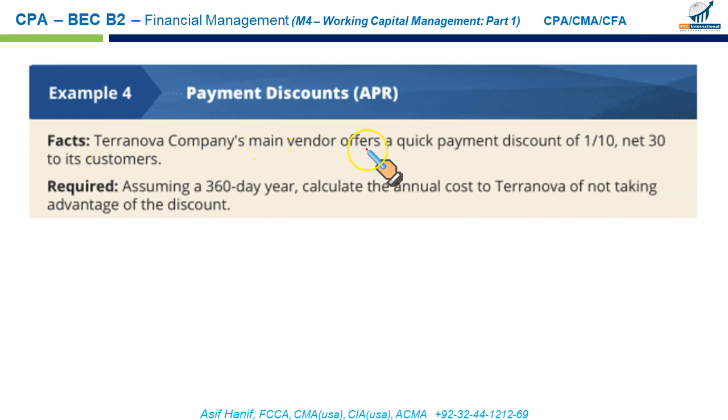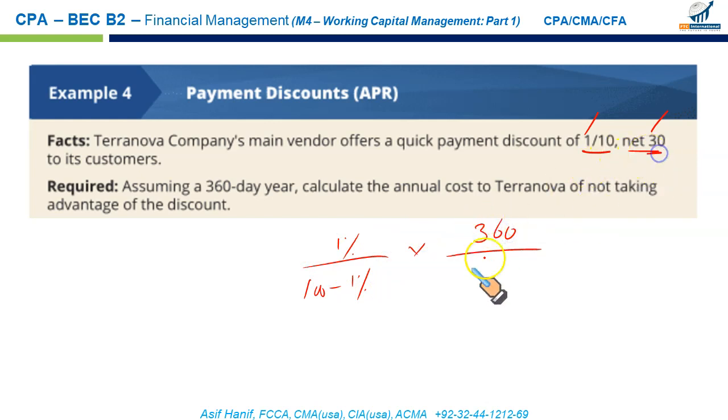Terranova company's main vendor offers a quick payment discount of 1/10 net 30, which means if the payment is made within 10 days, 1% off, else the net payment is to be made in 30 days. If you apply the same formula we discussed earlier, that is, the discount percentage upon 100 minus discount percentage, into days in year, that is 360, upon the payment period, that is 30, minus the discount period, that is 10. Now, if you simplify, it is 18.2%. So the cost of not taking the discount could be as high as 18.2%. So you should take advantage of this discount. You should avail yourself of this discount.